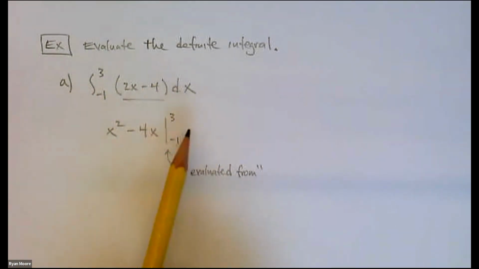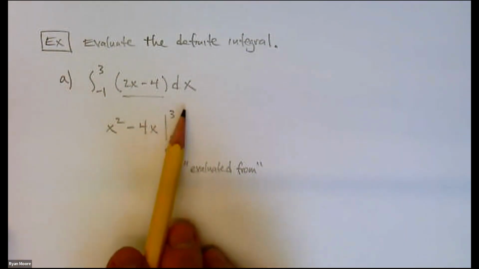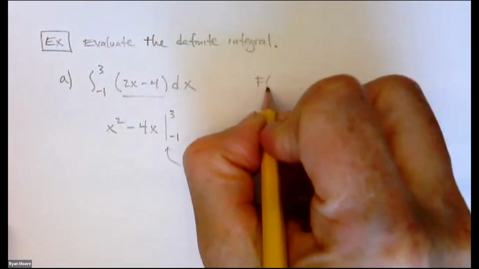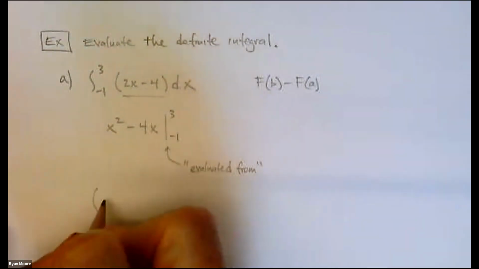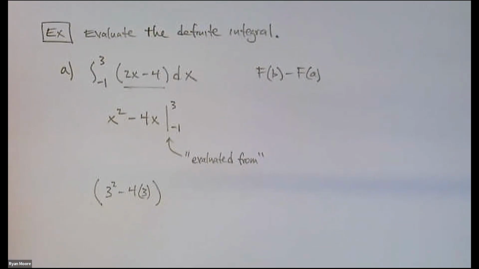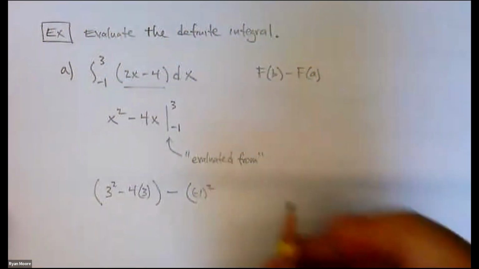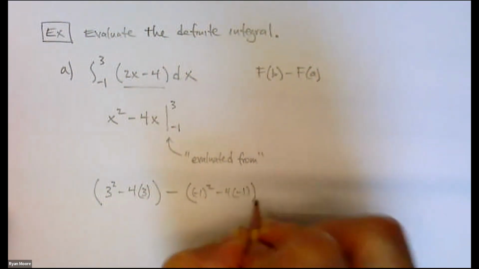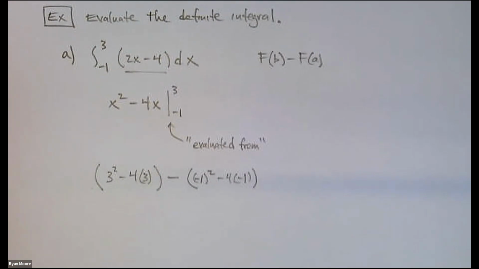Okay, what does that mean? It means we're going to plug these numbers in. But when you plug them in, always plug in the number on top first. It said capital F of b minus capital F of a. Number on top goes in first. And I'm going to put just some parentheses on it. So 3 squared minus 4 times 3, plugging in that top number. Subtract, and then -1 squared minus 4 times -1. Plug in the lower number. And this is it. We just gotta crunch these numbers and we got our answer.